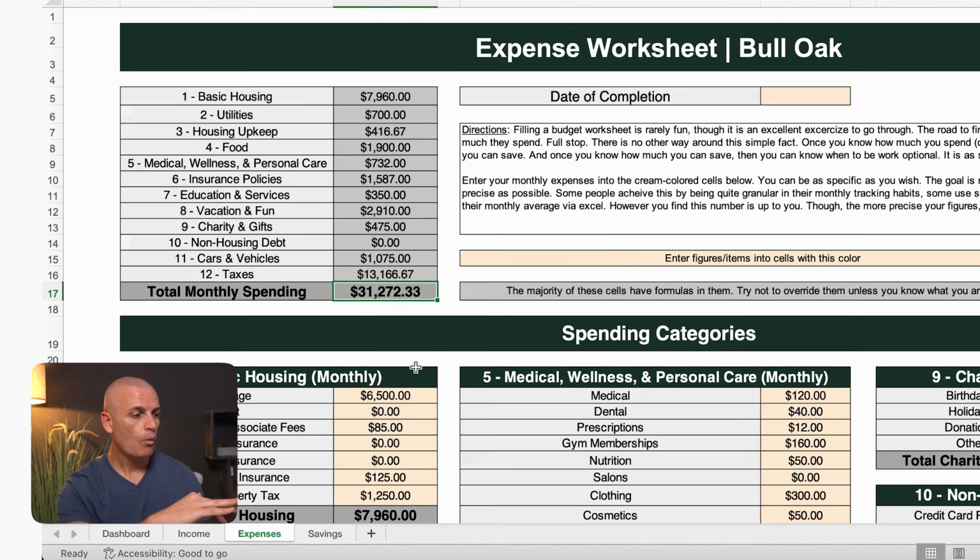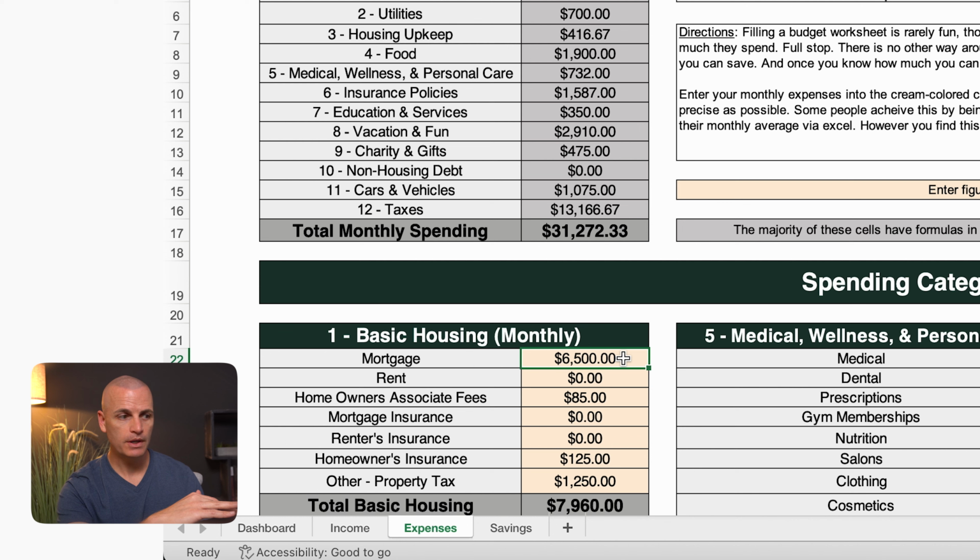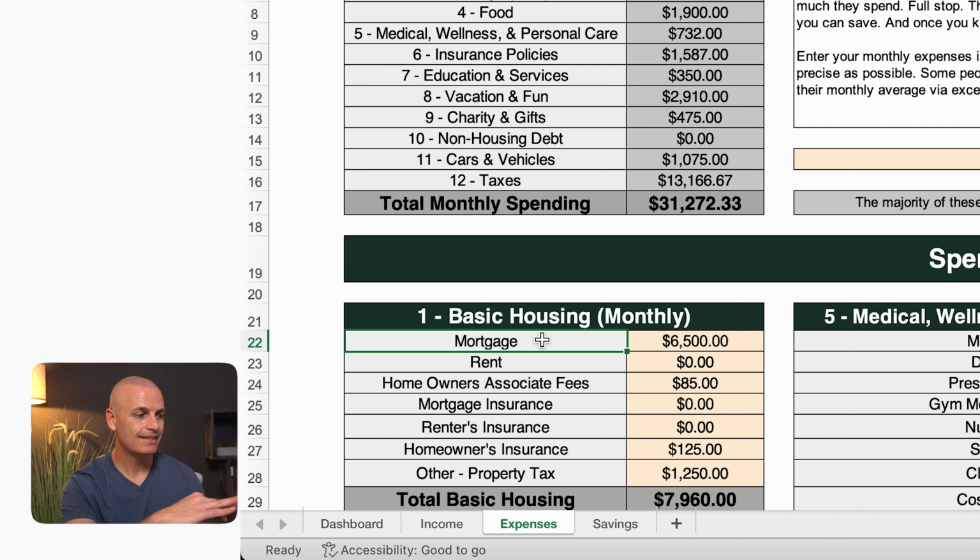Let's talk about a few items just to keep note of. One that you may want to pay attention to pretty closely is your mortgage number. Chances are you know what your mortgage number is, because it's probably not a small, insignificant number, but it's important to only plug in the principal and interest number here in this cell, because we break out your homeowner's insurance, your property tax, and everything else outside of that. So we don't want to double count any expenses that are not there.